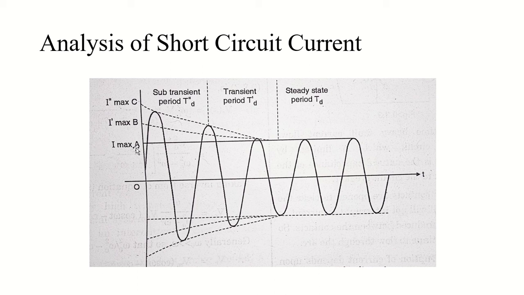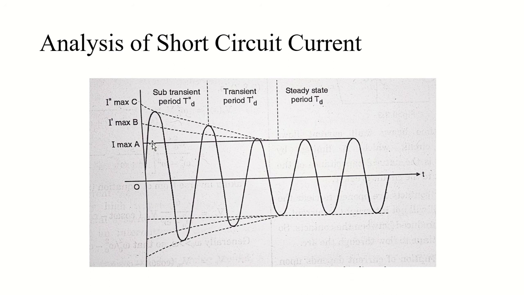Basically, you can see here A, B, and C. Sorry, this is for steady state, this is for transient, and this is for sub-transient. So OA divided by root 2 would be I for steady state, which equals E divided by XD. Basically, E is the RMS value of my phase voltage and XD is the direct axis synchronous reactance.